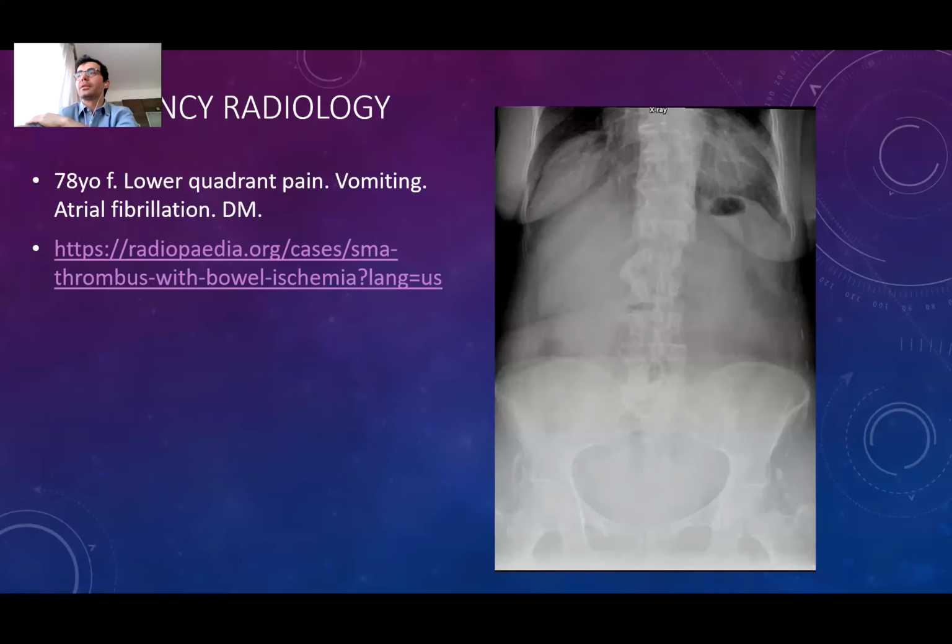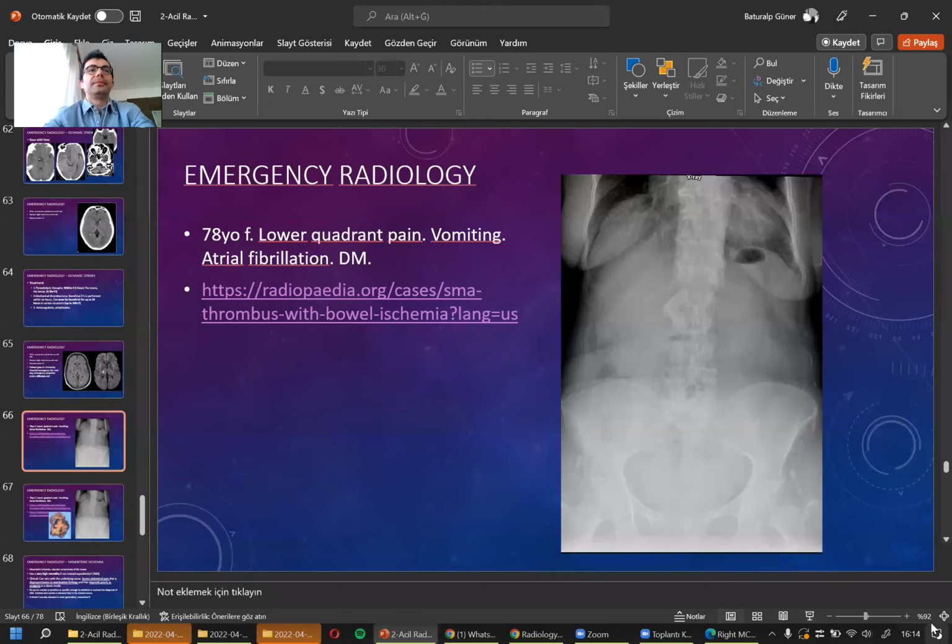Coming to this patient, who was in your document, if you remember. There was this old patient with lower quadrant pain. She was vomiting, and she had atrial fibrillation, and she has diabetes mellitus. So what was our pre-diagnosis in this patient? Maybe because of atrial fibrillation, there is a thrombus. Where? I don't know. Yes, here. It's written actually here. Let's check this patient.